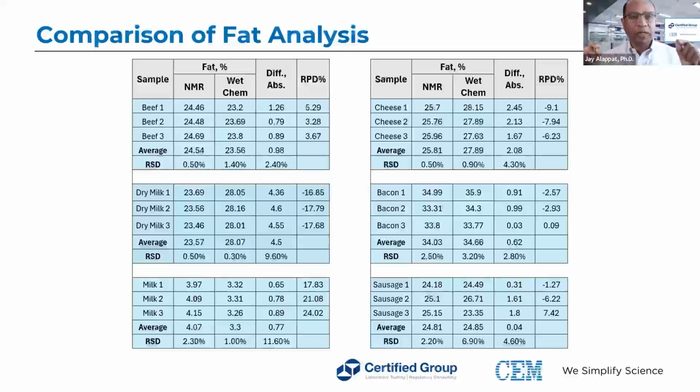That's how we work with our team to figure out what's going on. Is this a systemic bias, or is there an issue with the sample preparation? In most cases, it's about the sample preparation, which I will show you in one of the later slides. So now, Alicia mentioned that the Soxhlet as well as Mojonnier measure the total fat inside.